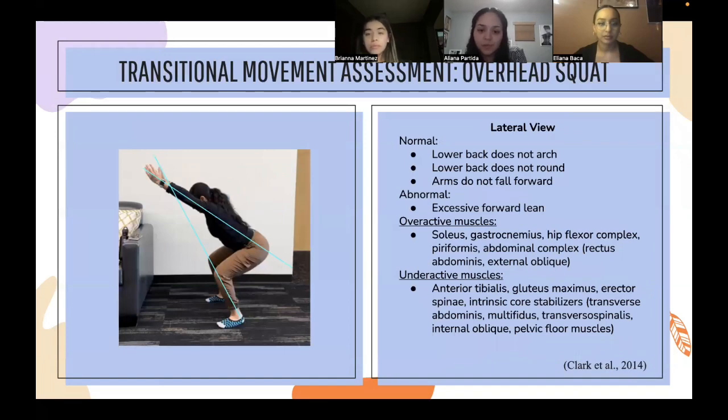For the lateral view, some things that are normal here are the client does not have a lower back which arches, the lower back does not round, and the arms do not fall forward. But for an abnormality, you can see that there's an excessive forward lean. So this can be caused by overactive muscles, which primarily deal with plantar flexion, hip flexion, and external rotation and spinal flexion. The kinetic chain checkpoints to look for here are primarily focusing on the lumbopelvic hip complex, the shoulders, and head/cervical spine, which is like focusing on the upper body.